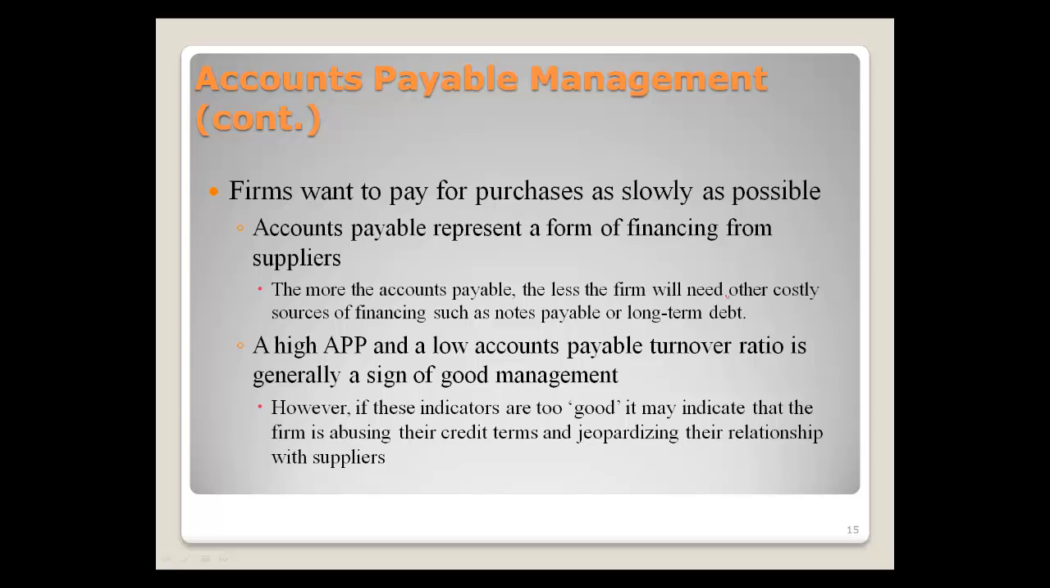So we say a high APP and a low account payable turnover ratio usually is a sign of good management. But think about it. If you keep your suppliers waiting for too long, if those ratios are too good, that may indicate that your company is abusing your credit terms from your suppliers, and that may jeopardize the relationship with your suppliers. So again, that's a trade-off that you need to be careful about.